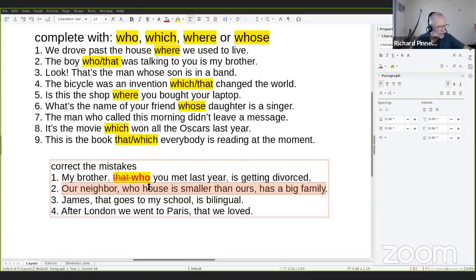Let's have a look. Who? Yeah, neighbor. Who? Yeah, who is the mistake. Good. What is the correct word that needs to go here? This is the mistake. Let's make that red. What do we need to use here? Can anybody know? Where? No. Which? No. Who? No. Which? No. Somebody got the correct answer. This is which? No.